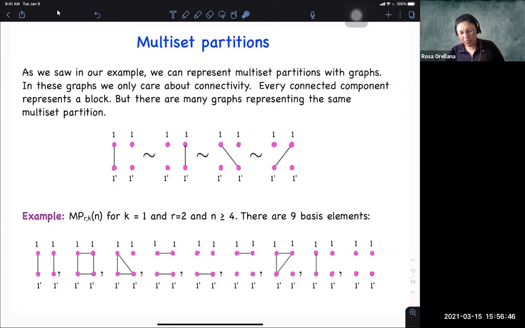So this is the special case when K equal to 1, okay? And R equal to 2, right? And here N can be anything greater or equal to 4. And in this case, there are 9. That's the total, right? And these are all the possibilities, right? And so you get all these diagrams right here. And this is what's going to be my basis, right? It's going to be the set of diagrams or multi-set partitions that I showed you.